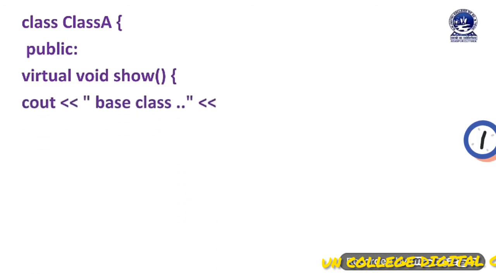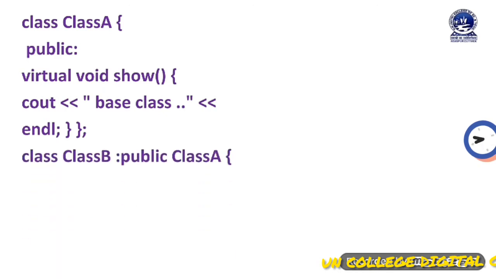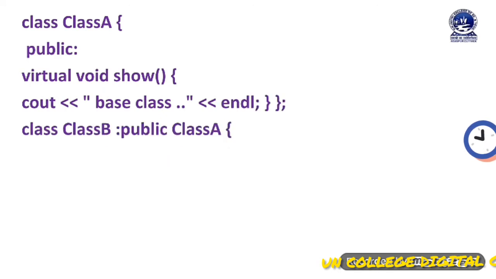Then inside the show method, I have used only cout base class. Very simple statement. That's all inside the show method. Then there is class B, which is deriving class A. Here class B is the derived class and class A is the base class. Then in the public part of class B, I have used void show method.